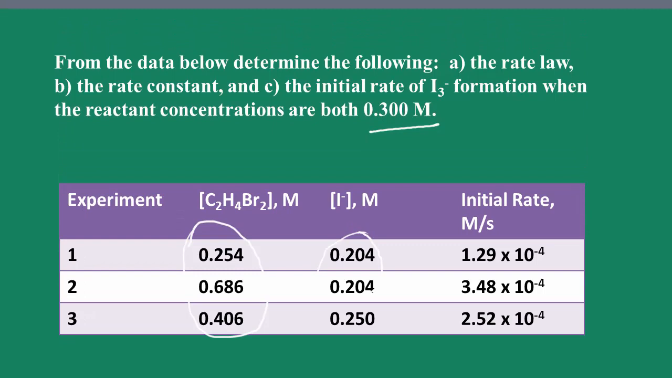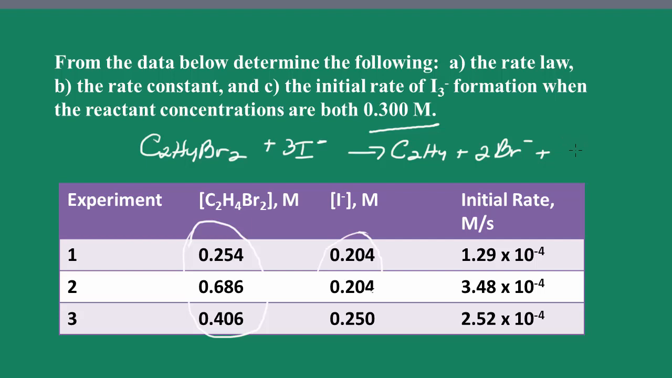So let's see, I think I forgot to write the equation here, so I'm going to do that. The equation is C2H4Br2 plus 3 iodides and we have 2 bromides and 1 triiodide ion.